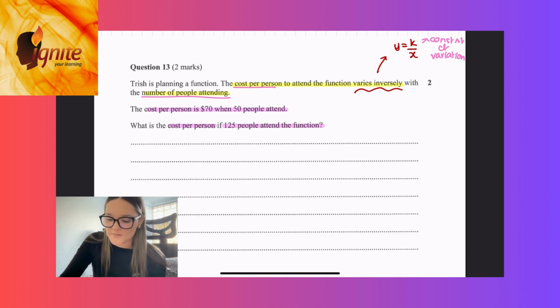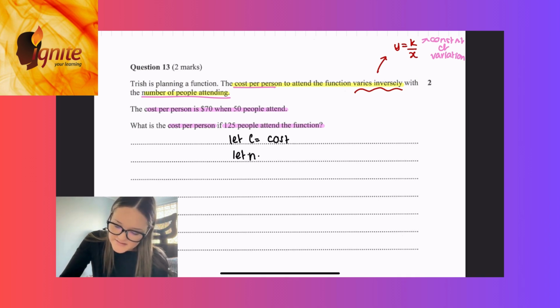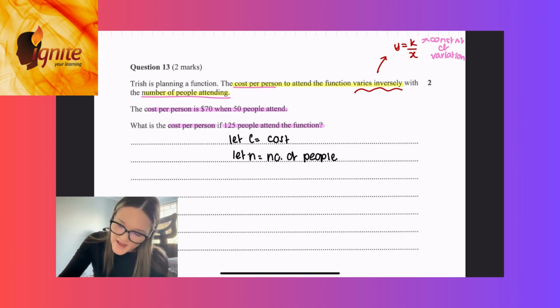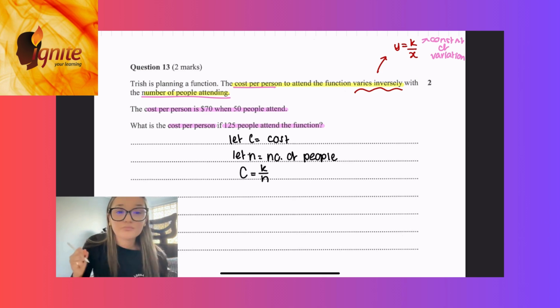So I'm going to change my variables here. I'm going to let c equal the cost of the function, and I'm going to let n equal the number of people that attend the function. Therefore, since the cost varies inversely with the number of people attending, I can rewrite my equation now as c is equal to k on n.